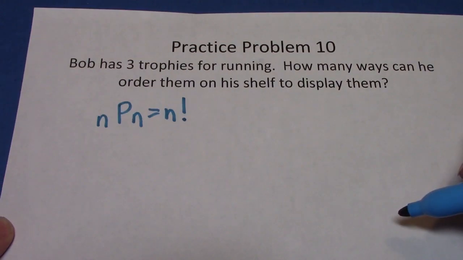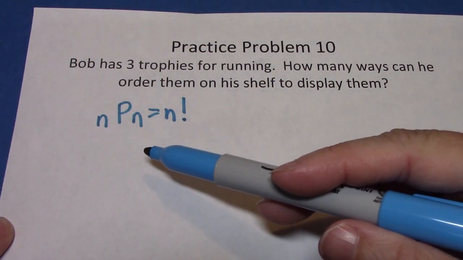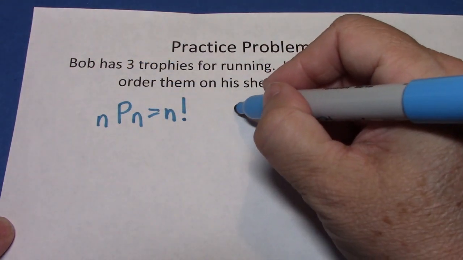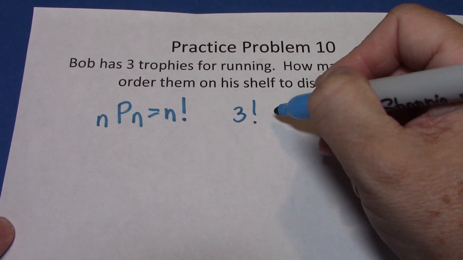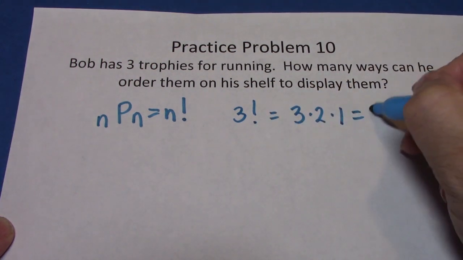Problem 10. Bob has 3 trophies for running. How many ways can he order them on his shelf to display them? Okay, this is a permutation because order does matter, and he's going to use them all. He's going to display all 3 trophies. So we use this formula. N is the number of trophies that he's got. So that's 3 factorial, which is 3 times 2 times 1, which is, of course, 6.